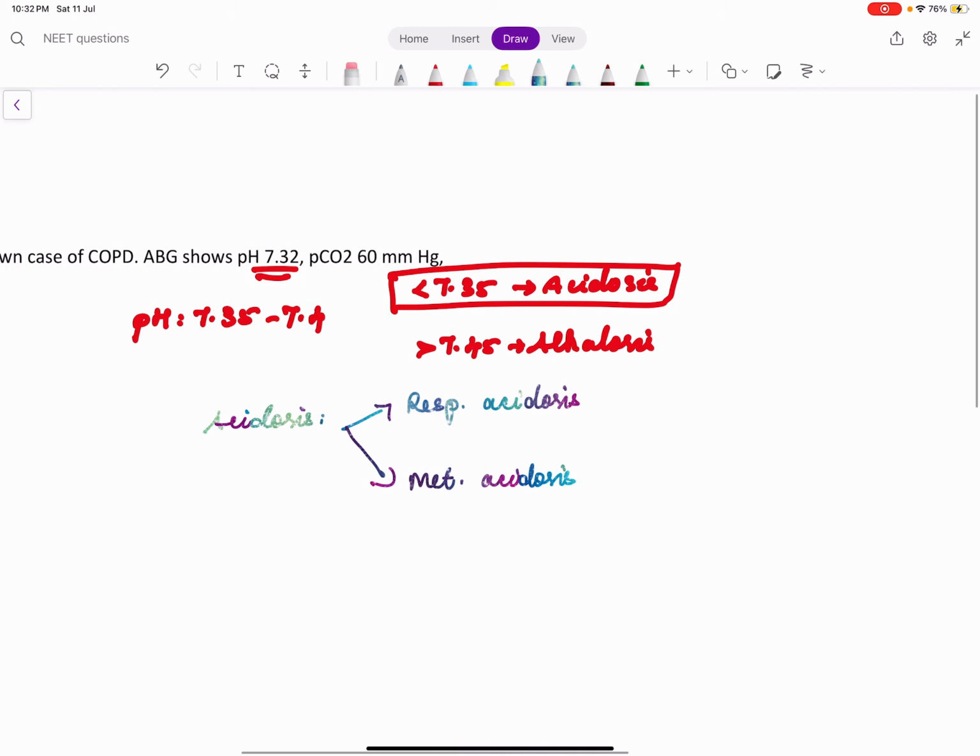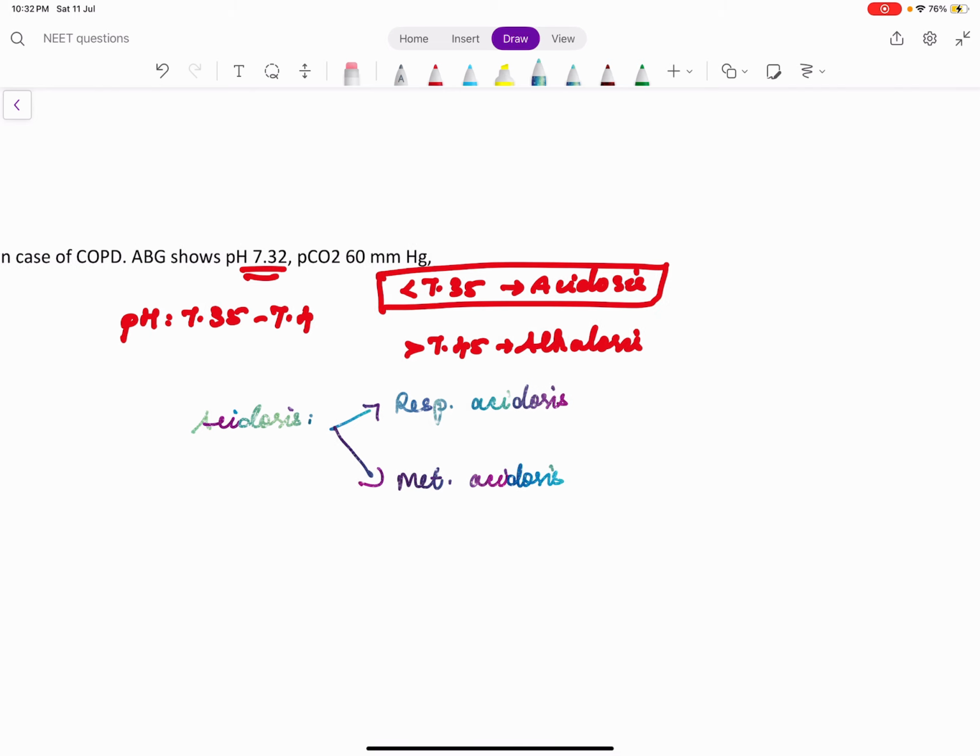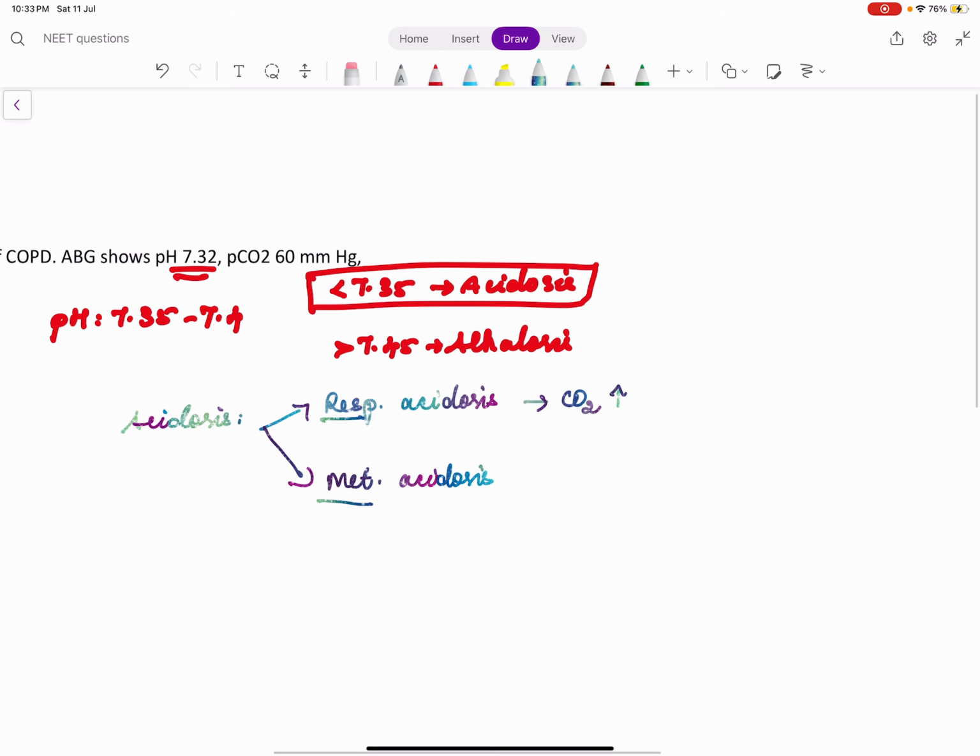Any change with CO2, the prefix respiratory comes. Any change with bicarb, the prefix metabolic comes. So in respiratory acidosis, the carbon dioxide level has to increase. CO2 is basically an acid because it gets converted to carbonic acid. So when CO2 increases with acidosis, it's called respiratory acidosis. The normal PCO2 value is 35 to 45. So when the PCO2 increases more than 45 millimeters of mercury, we call it respiratory acidosis.